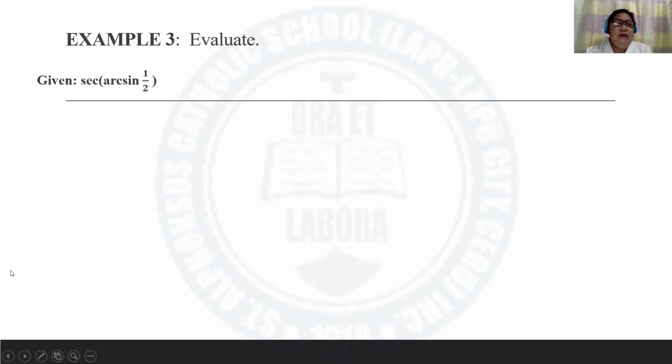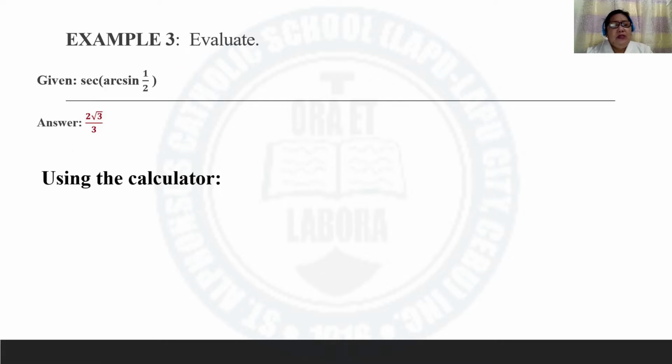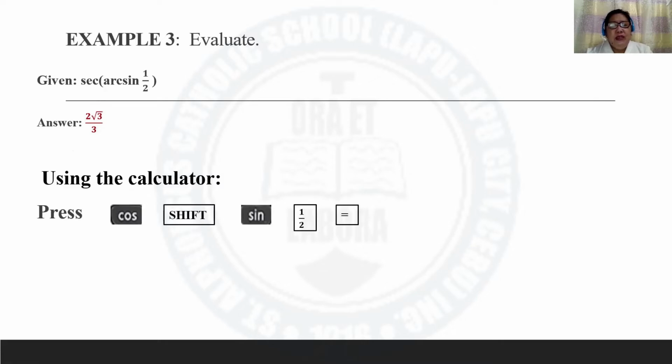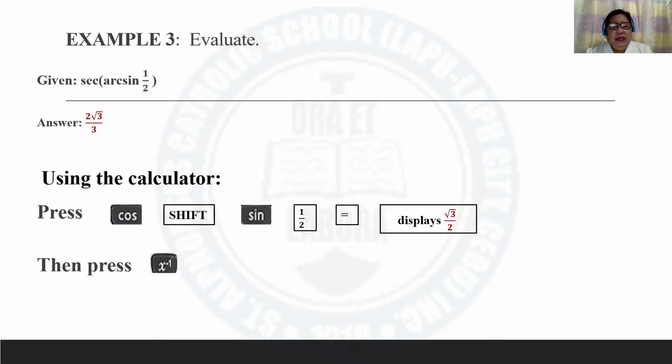Next, you evaluate secant arc sine 1/2. The answer is 2 square root of 3 over 3. So using the calculator, all you have to do is press cos, shift, sine 1/2, equals. And it will display square root of 3 over 2. Then press x to the negative 1, the inverse key, equals, and it will give you 2 square root of 3 over 3.